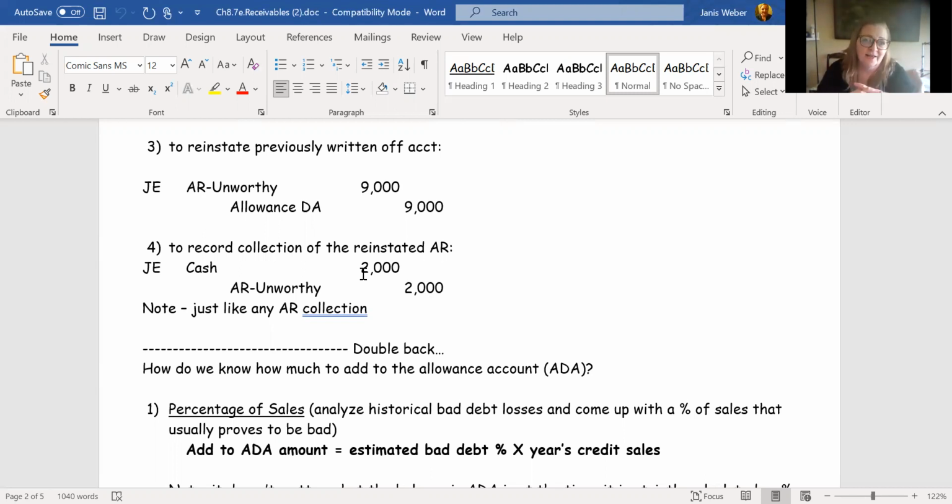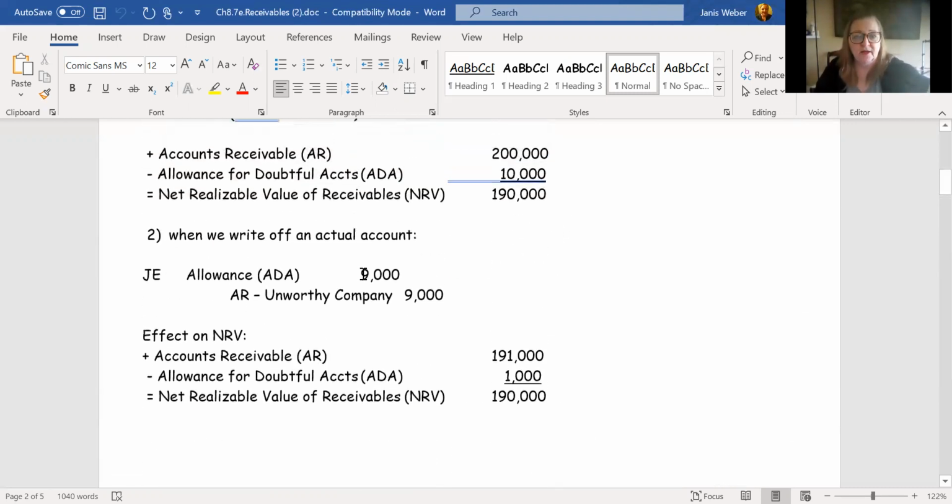In this example, I had given them a little more credit for bringing us a little more of the money and said, "Well, what if they brought you $2,000?" So if they brought you $2,000, that would reduce their accounts receivable down, whereas they only owed you $7,000 now. But it's just like any other collection. It's just whatever they give you in cash, you just post it, because now you have their account back on your books.